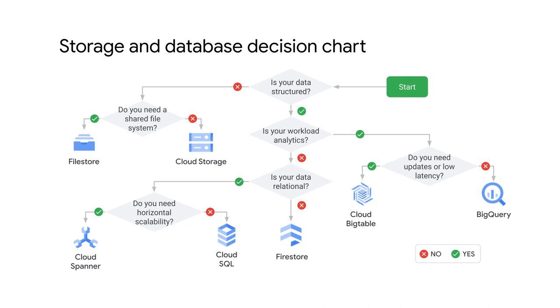If your data is structured, does your workload focus on analytics? If it does, you will want to choose Cloud Bigtable or BigQuery, depending on your latency and update needs. Otherwise, check whether your data is relational. If it's not relational, then choose Cloud Firestore. If it is relational, you'll want to choose Cloud SQL or Cloud Spanner, depending on your need for horizontal scalability. Depending on your application, you might want to use one or several of these services to get the job done. For more information on how to choose between these different services, see the link section in this video.